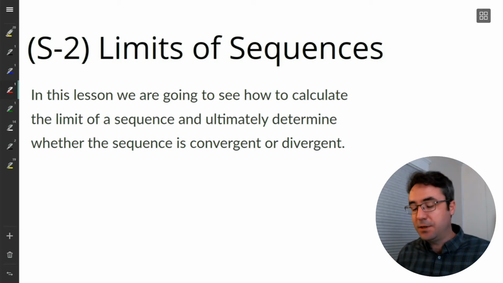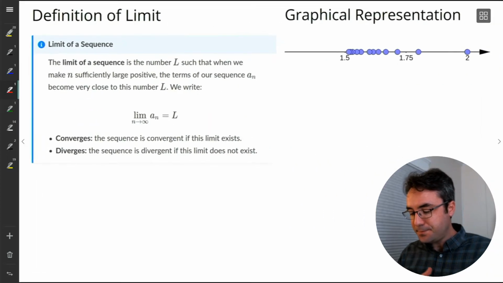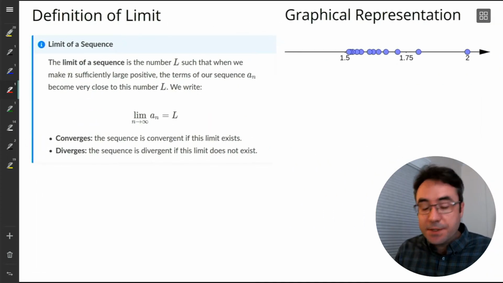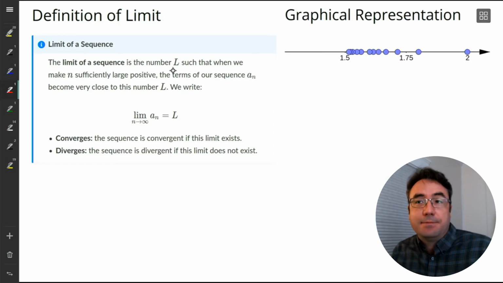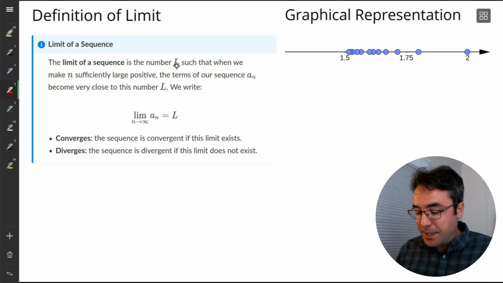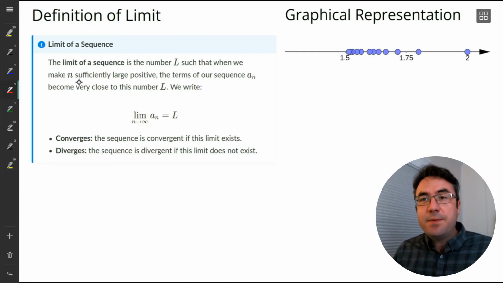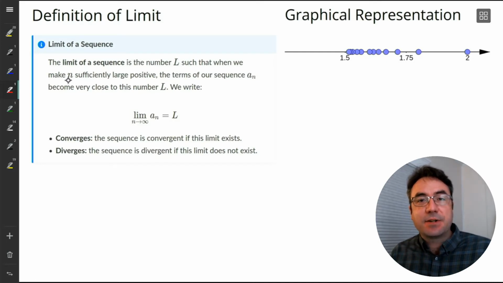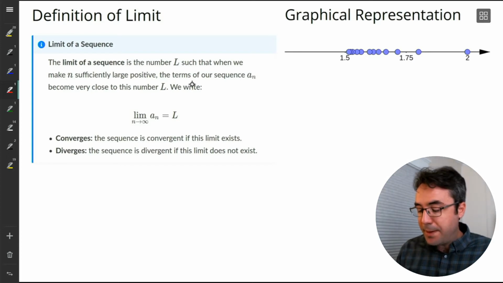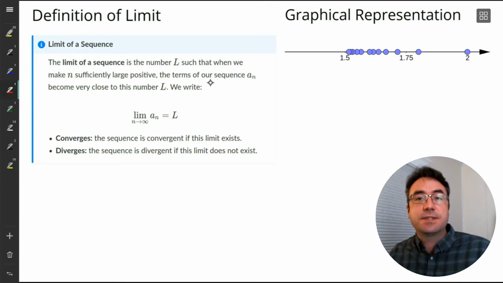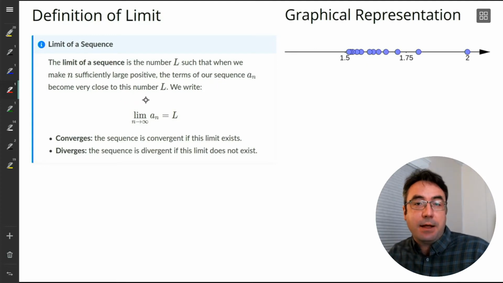What is the limit of a sequence? The limit of a sequence is a number L, but it's a special number. So if we make n the index of our sequence, if we can make that index number sufficiently large, well, then what happens is the terms of our sequence get very close to this number L. So as we let n get larger and larger positive, the terms of our sequence get closer and closer to this number L.